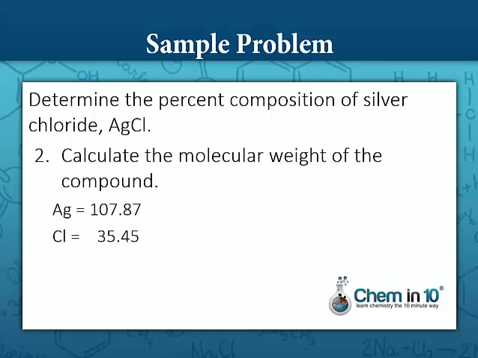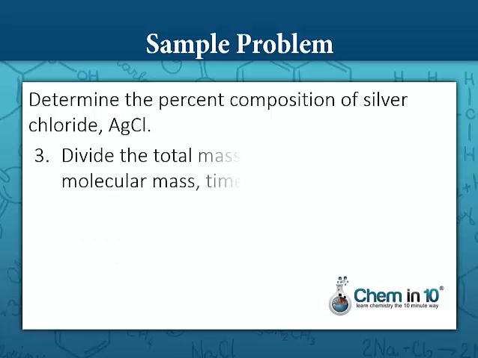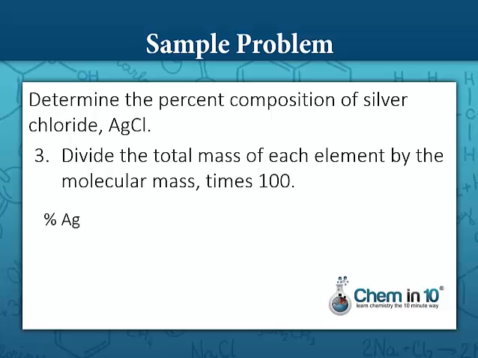Next, we determine the molecular weight of the compound, so we just add these together, and we get 143.32 grams per mole. Finally, we divide the total mass of each element by the molecular mass of the compound altogether and multiply by 100. So the percent by mass of silver is equal to the molar mass of silver, 107.87, divided by the molecular mass of the compound, 143.32 times 100, and that equals 75.27% silver by mass.